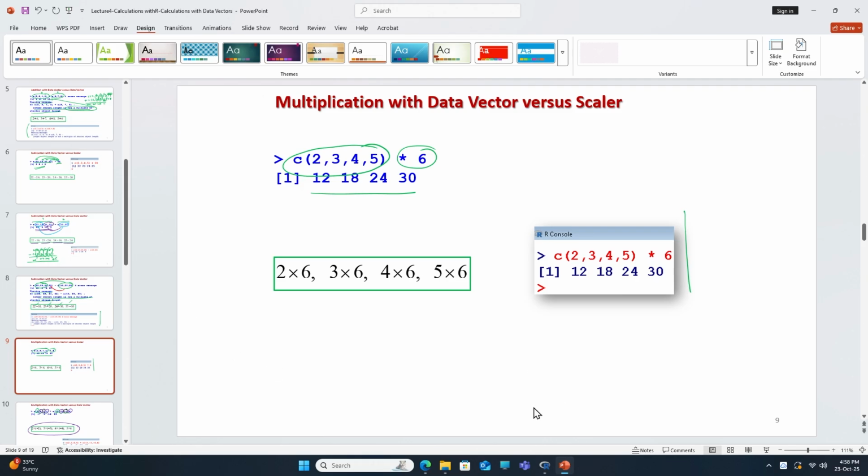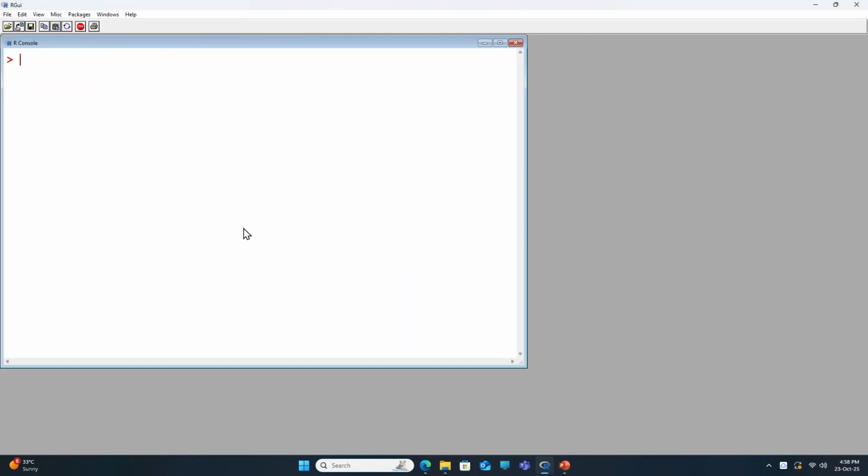Now let us try to see these operations over the R software actually. So, let me clear this screen, and if I try to take c(2, 3, 4, 5) multiplied by 7.